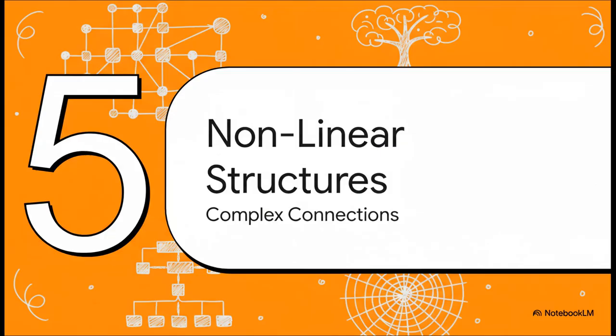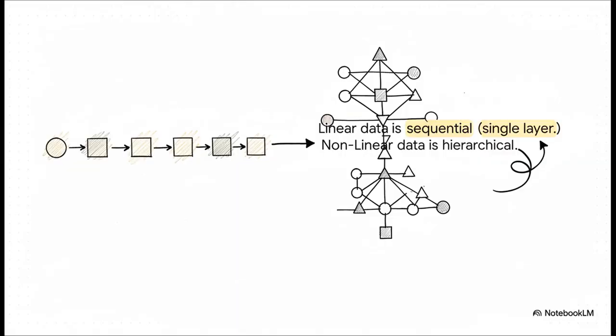Now let's grab our other set of tools. So far, everything has been in a nice, neat line. But what happens when your data's messier, when it's all interconnected? For that, we need nonlinear structures. And this really says it all, doesn't it? Linear data is sequential, like a single file line. But nonlinear data is hierarchical. It's a network with multiple layers and all sorts of complex connections.